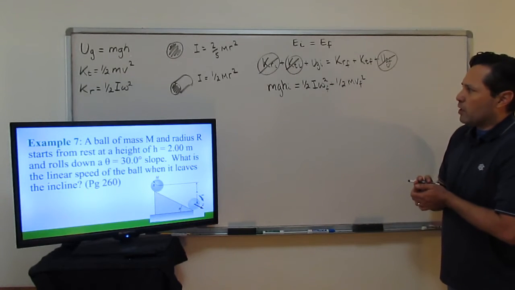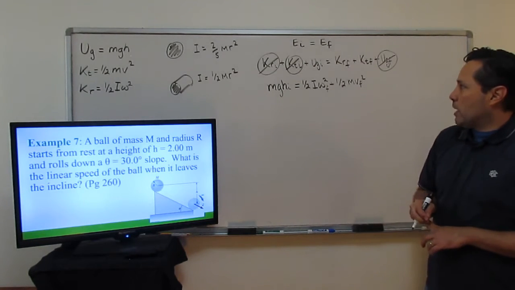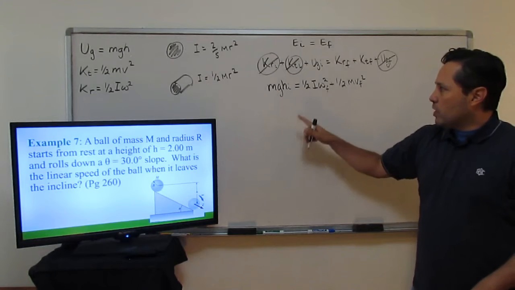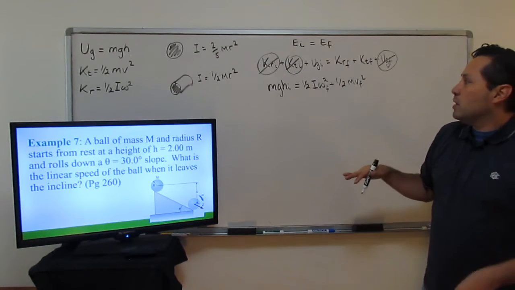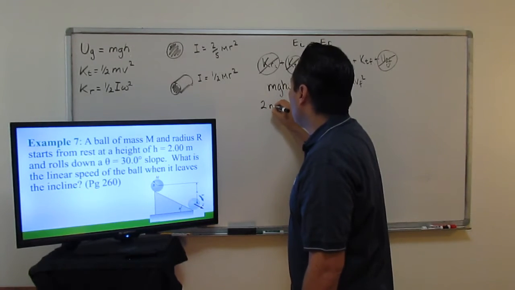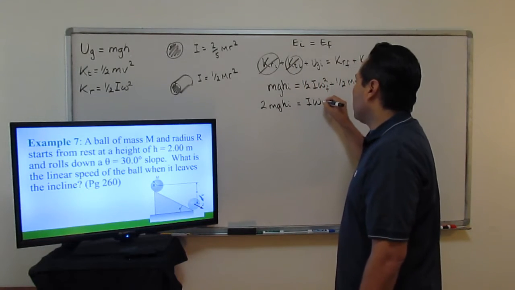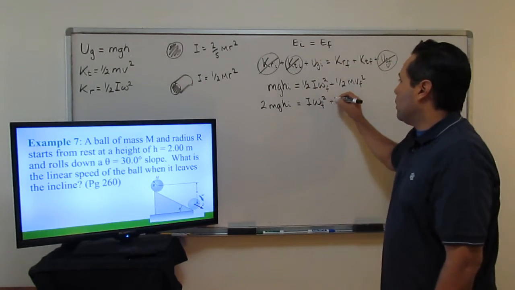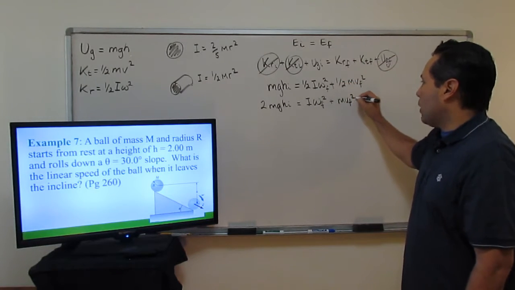Alright, so now we're going to go ahead and keep on going. Our goal is to get that VF all by itself. We're going to isolate it. So we're going to work to do that. I'm going to get rid of the half first. I'm going to multiply both sides by 2. That's going to get rid of the halves, just simplifying things a little bit. So it's going to be 2mghi. It's equal to I times angular velocity final squared plus mass times velocity final squared.